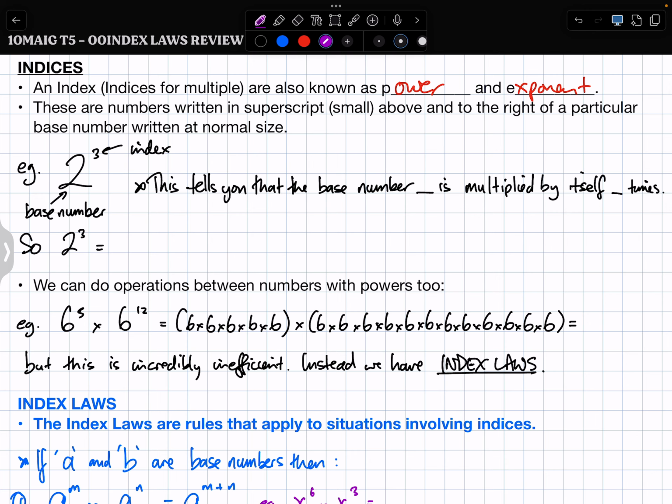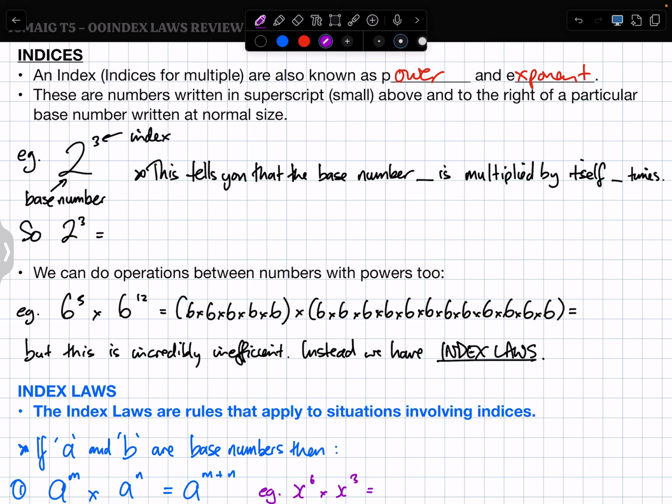These are numbers written in superscript, which is small, above and to the right of a particular base number written at normal size. So if I look at this, base number 2, index 3, what does this tell you? What is the base number of that situation? 2 is multiplied by itself how many times? 3. So that means 2 times 2 times 2, which is 8.